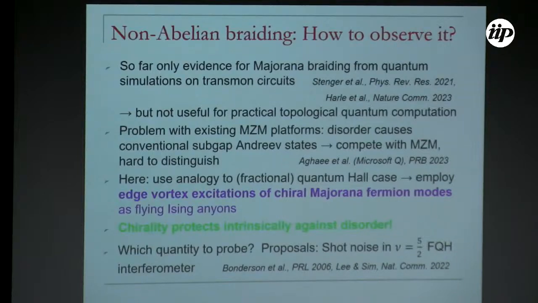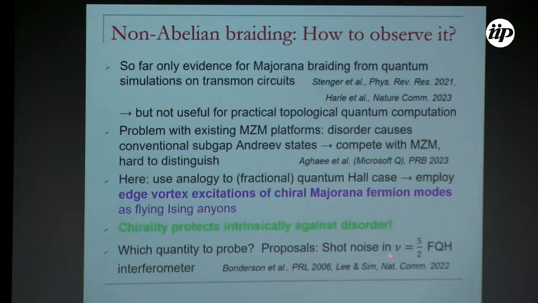So what we will do is test braiding using the edge vortex excitations of chiral Majorana fermion modes, which are flying Ising anyons. And here the chirality of these Majorana edge modes directly gives you an intrinsic protection against disorder. Yeah, that's one of the key ideas. The question then is which quantity to probe.